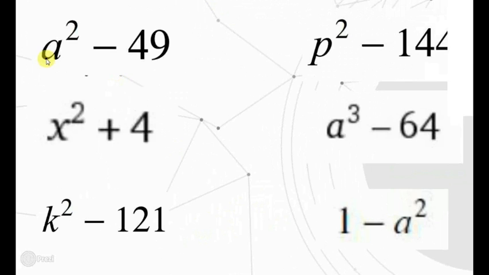All right, so the first term in a squared minus 49, it's squared. It has an even exponent, so that checks out. 49 happens to be a perfect square. If I was to take the square root of it, I would get 7, so that's perfect.